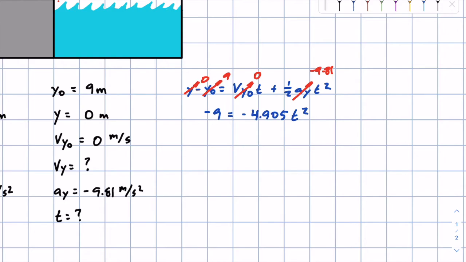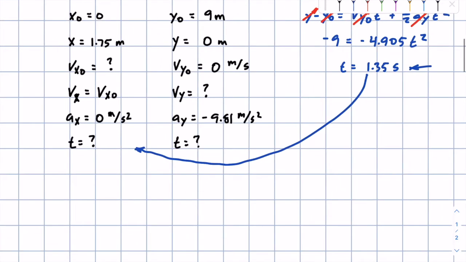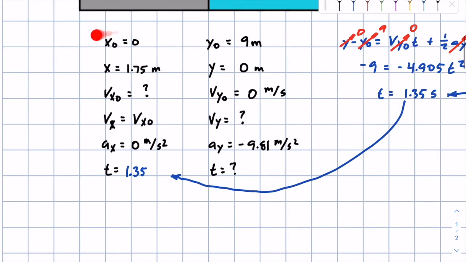And then what we're going to do is take this negative 4.905 and divide it over here, so we're just left with t squared. And then we're going to take the square root of both sides and solve for t. So solving for t, we get t is equal to 1.35 seconds. Boom. And then with this, we can take this and put it right in there. So now we know that t is actually 1.35. And it turns out that the long equation was all that we needed for the y's. We're going to now move on to the x equations.